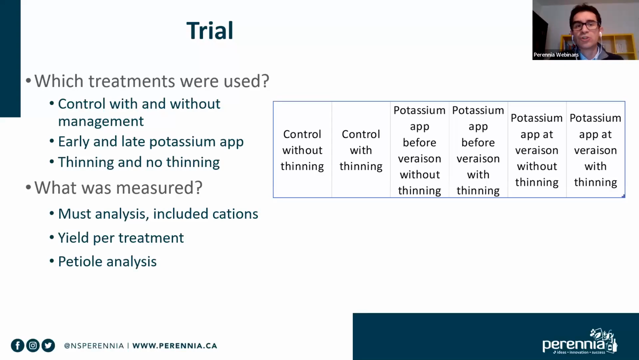So which treatments were used? Well, we had a control with and another without management. We have an early and late potassium application, and thinning and no thinning. As you can see in this table, it was control without thinning, with thinning, potassium application before veraison without thinning, potassium application before veraison with thinning, and potassium application at veraison without thinning and with thinning. So what was measured? Must analysis included cations, yield per treatment, and petiole analysis.